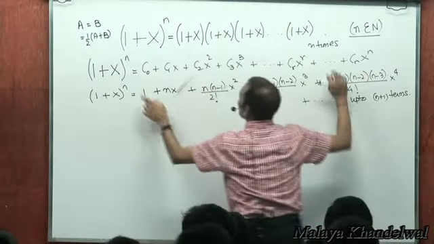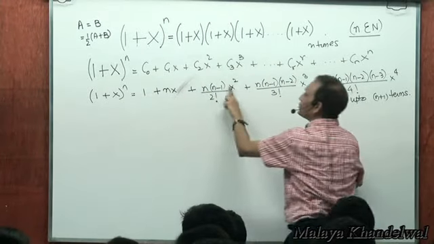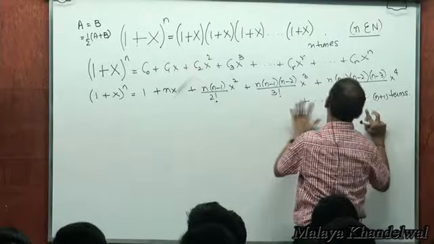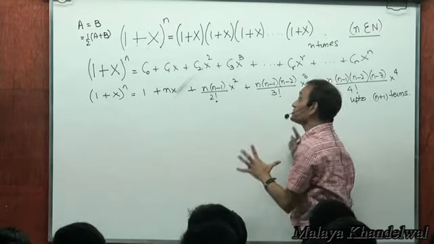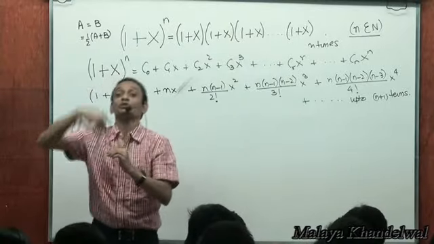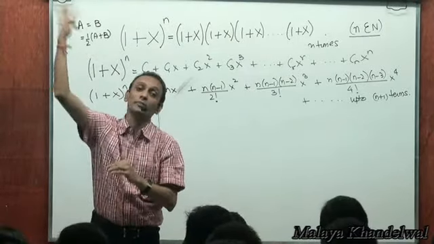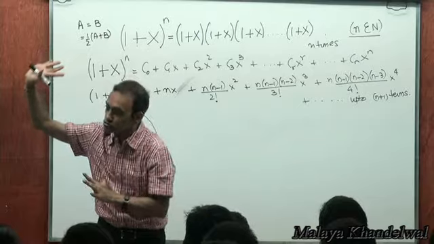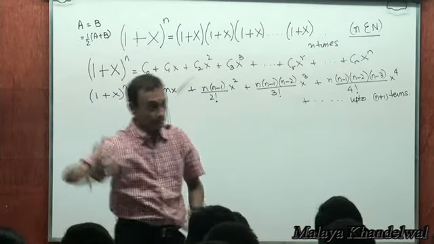So the moment you have 1 plus n into x plus n into n minus 1 by 2 factorial x squared up to n plus 1 terms, then you can right away write this as 1 plus x to the power n. 1 plus x to the power n is how you want to write it. Right?